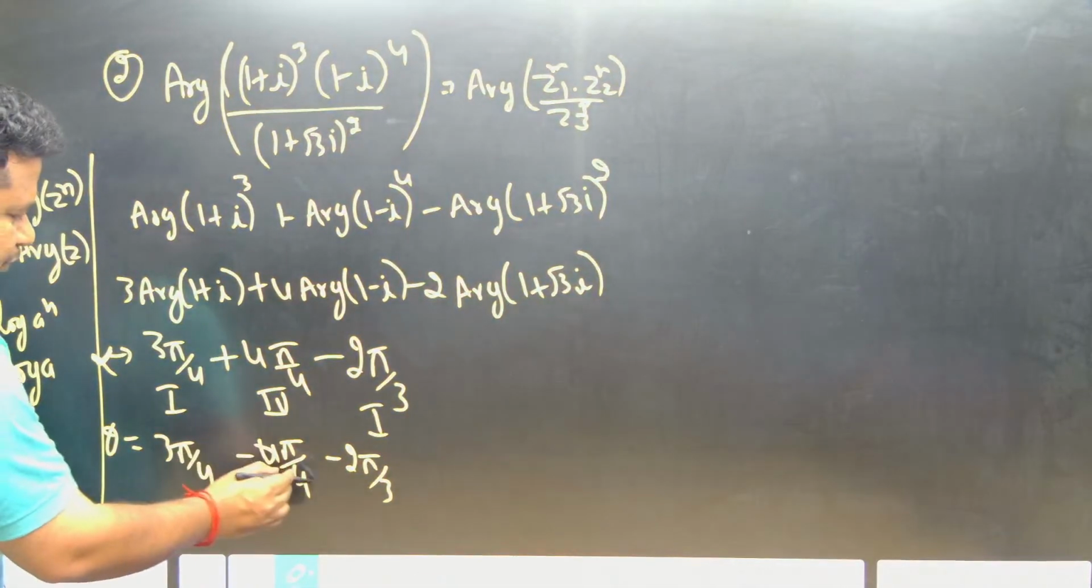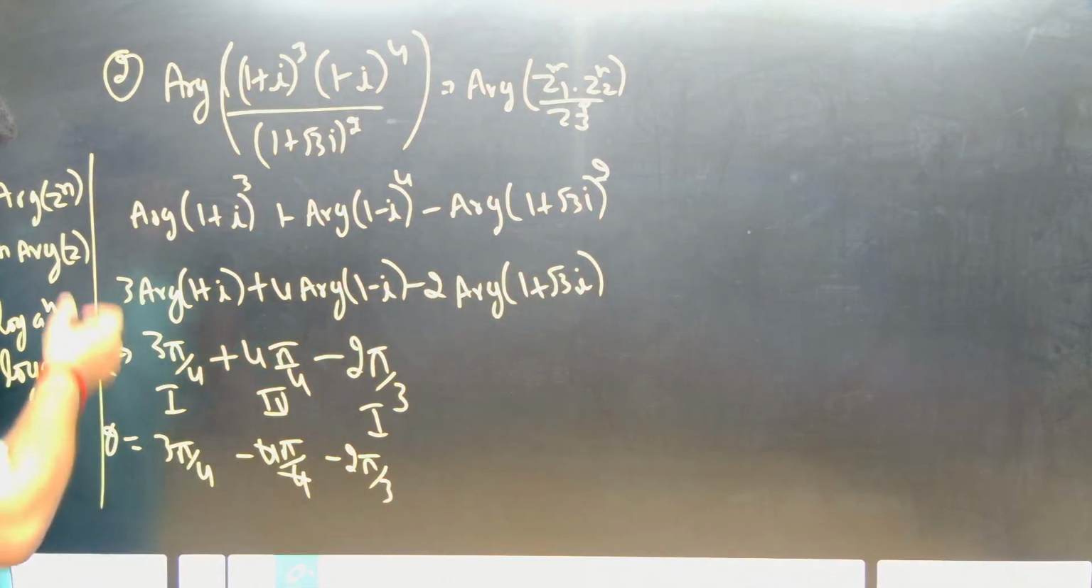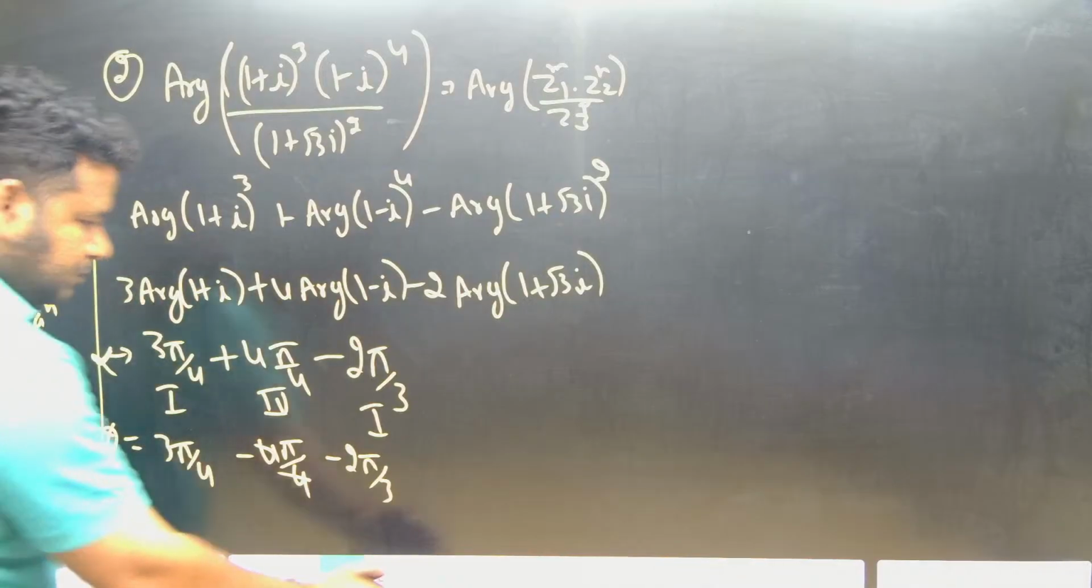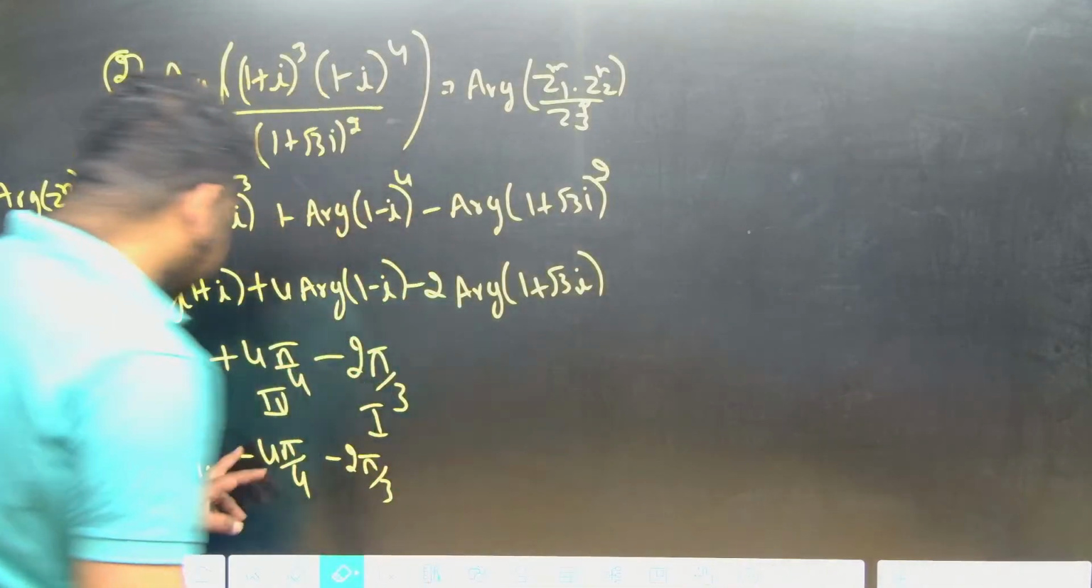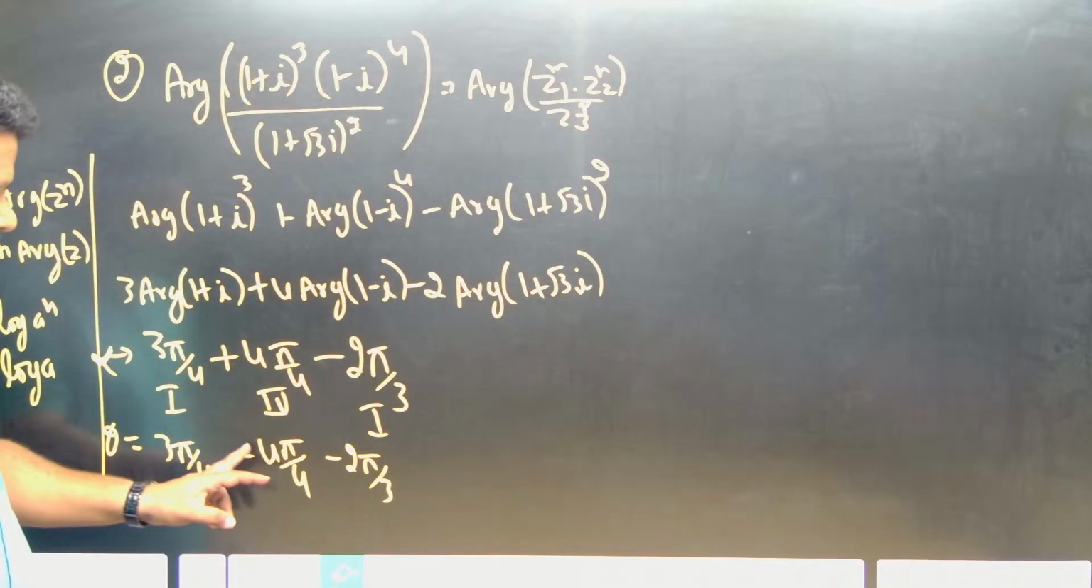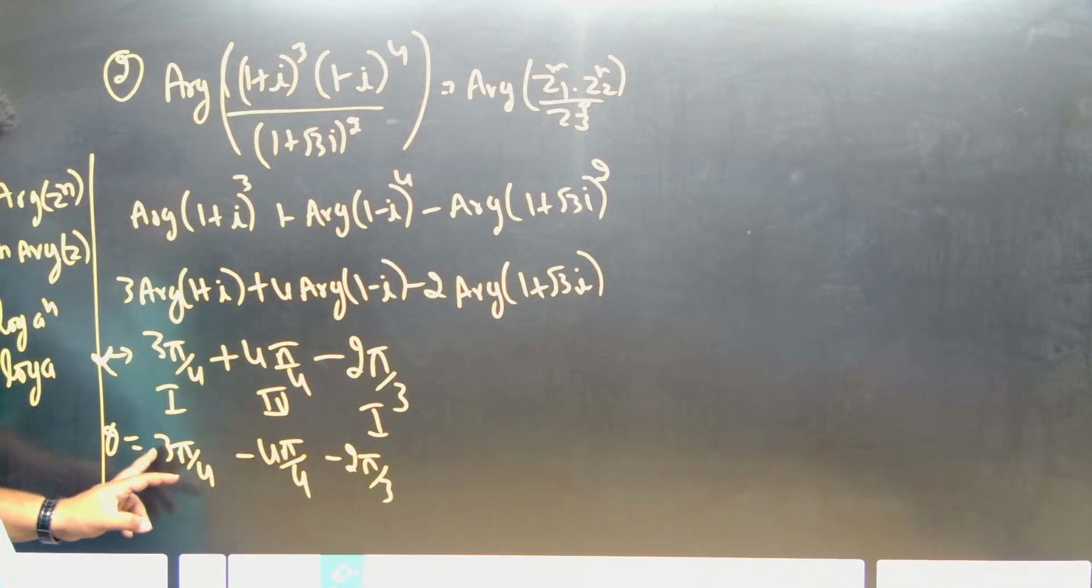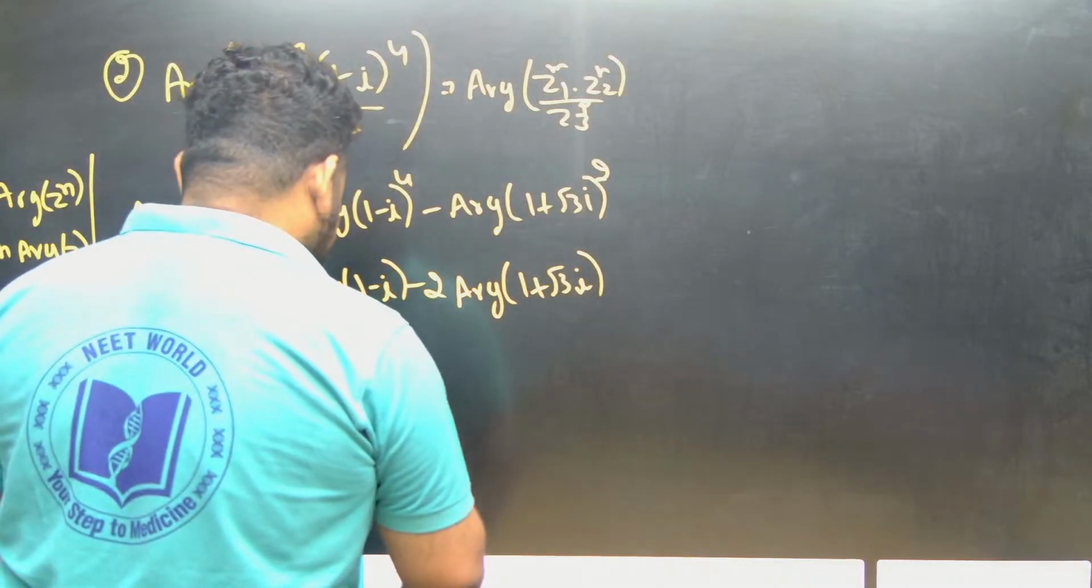Now 4 and 4 I can cancel here, or simply put, here I am having minus 4 pi by 4, here 3 pi by 4. Minus 4 pi by 4 plus 3 pi by 4 will give us what? It will give us plus 3 pi by 4. So not plus 3 by 4, we will get it as what?